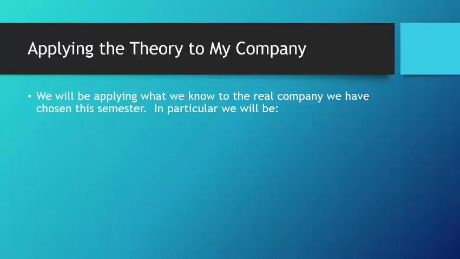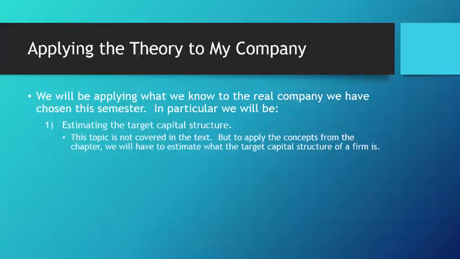So in this chapter, we're going to be applying what we know to a real company we've chosen for the semester. In particular, we're going to be estimating the target capital structure. What I mean is that the actual how do we estimate this is not really covered in the text specifically. But we're going to apply the concepts that we've already talked about and say, how would you do this if you had to come up with a number, because we're going to need that number for the weighted average cost of capital. And so we're going to do it even though the process really is not outlined in the textbook.